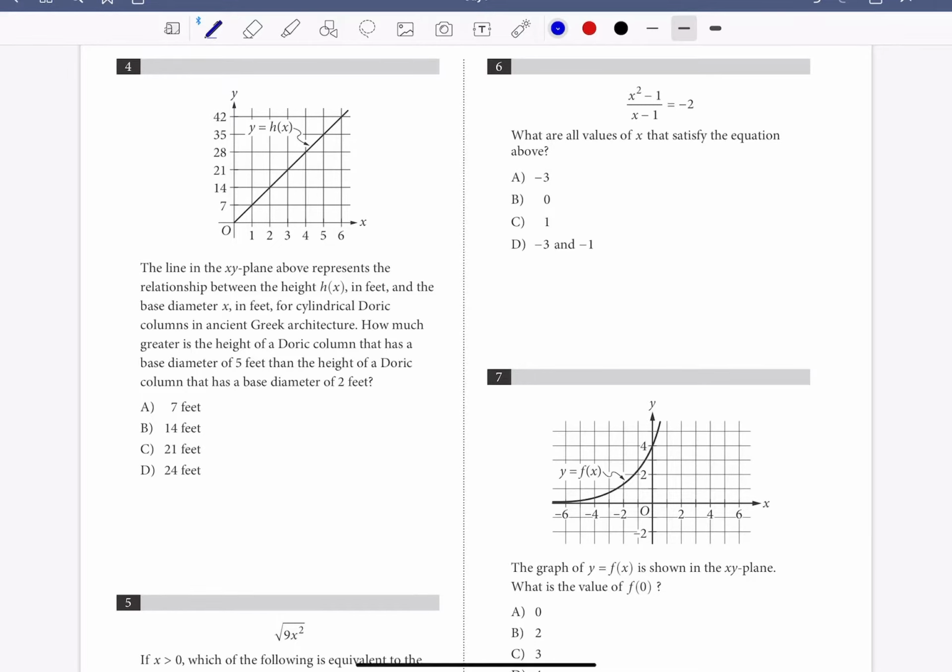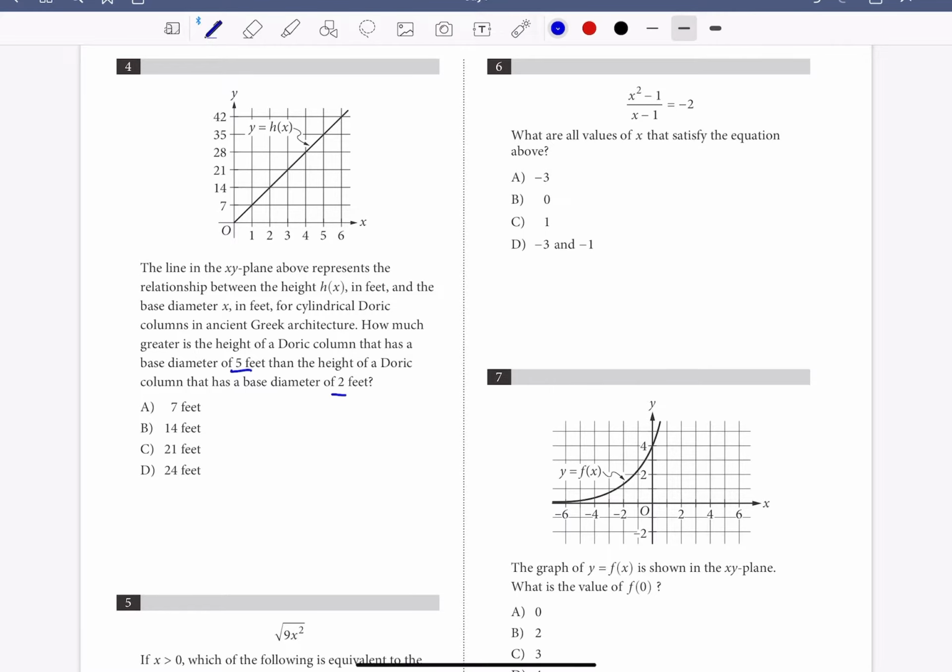Number 4, the line in the xy plane above represents the relationship between height in feet and the base diameter x in feet for cylindrical Doric columns in ancient Greek architecture. How much greater is the height of Doric columns that have diameter 5 feet than the height of Doric columns that have diameter 2 feet? We are looking for their difference.